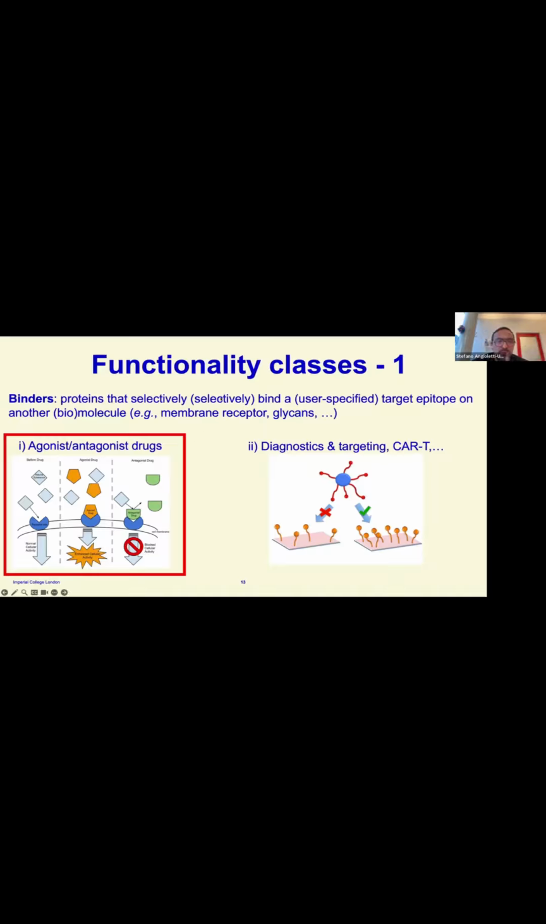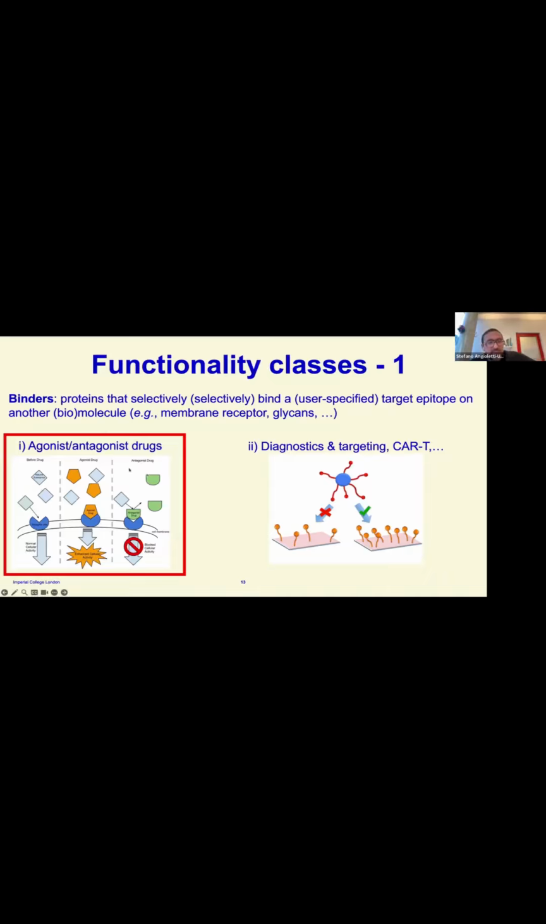And what do you use them for? Well, you can use them in different ways, but a typical use for binders is to work as agonist or antagonist drugs. An agonist drug is just a drug that mimics an existing protein in your body. The existing protein normally activates a function. An agonist protein would be some protein that can activate that function even more than the natural counterpart.